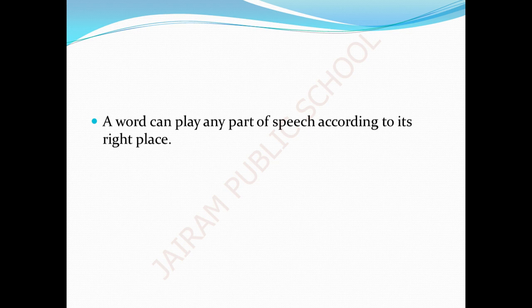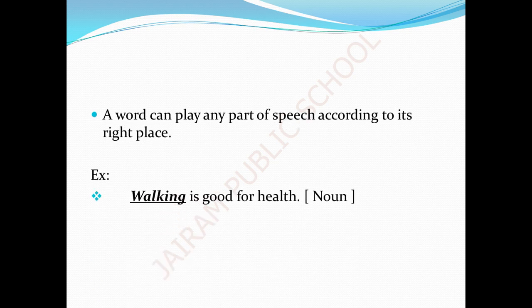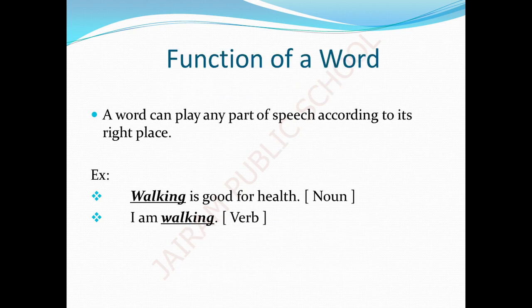And a word can play any part of speech according to its place. For example, walking is good for health. Here the word walking is played as a noun form of a word. I am walking. Here this walking word is played as the verb form of the word. For example, if I bought a new watch, I show that watch to my friends and say, this is my new watch. Here this watch is played as a noun form, name of the thing. I watch Hindi movies. Here this watch is the verb form of a word. This is all about the function of a word.